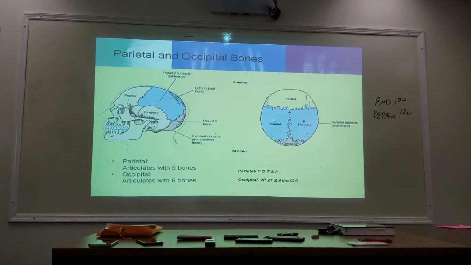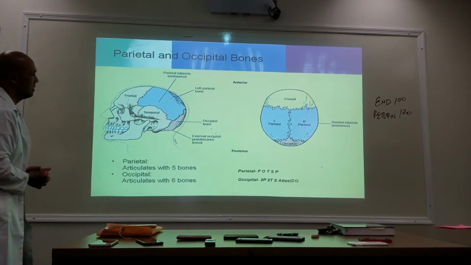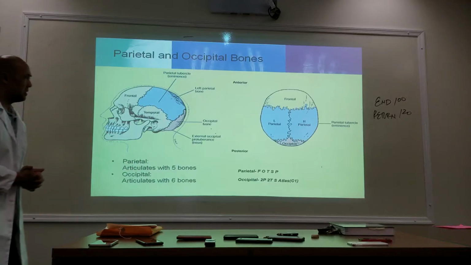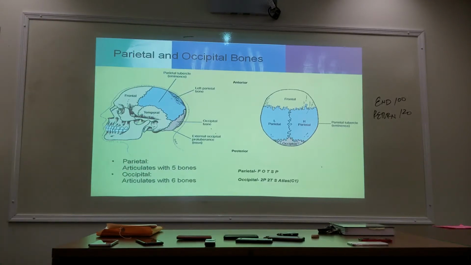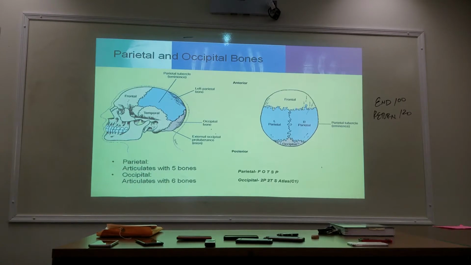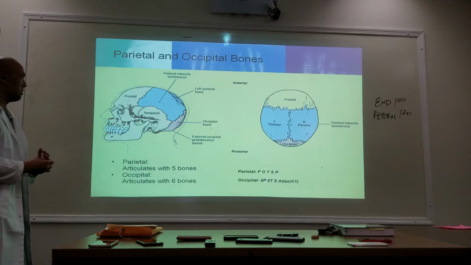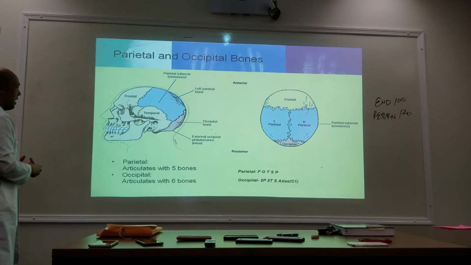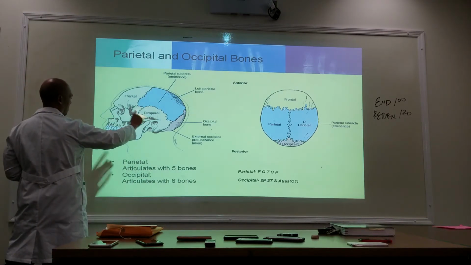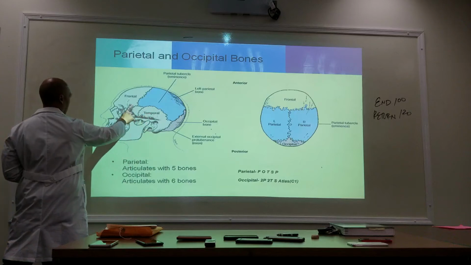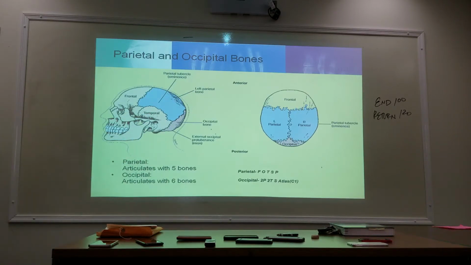We have two parietal bones. One is the left, one is the right, separated by the sagittal suture. We'll talk about the sutures later on. The parietals are also going to communicate with not only the frontal bone in the front, but the occipital bone on the side. It's also going to articulate with the temporal bone as well as the sphenoid.